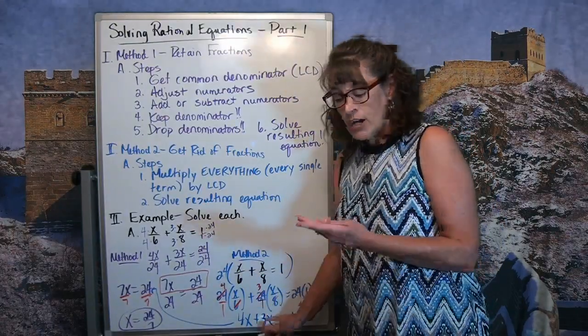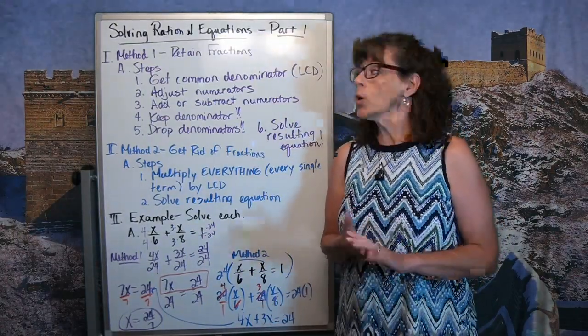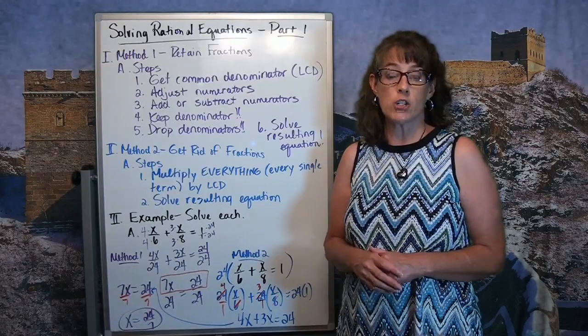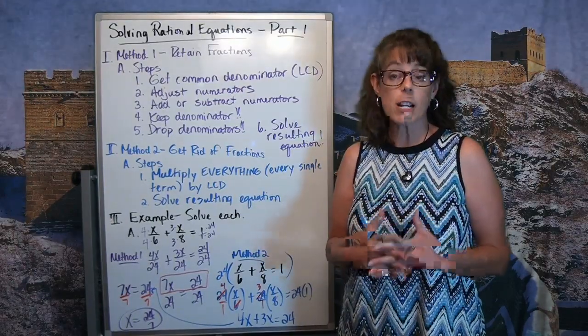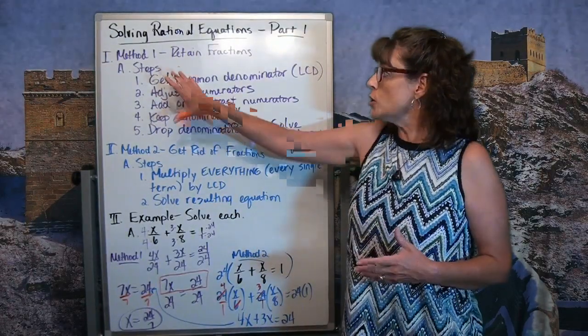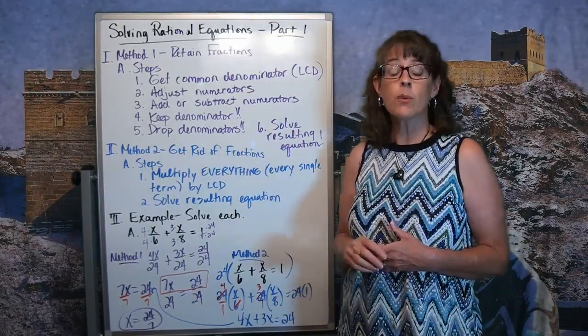So you have got two methods that you can work with when you have rational equations, in other words, equations that have fractions in them. One is to retain the fractions, the other is to get rid of the fractions.